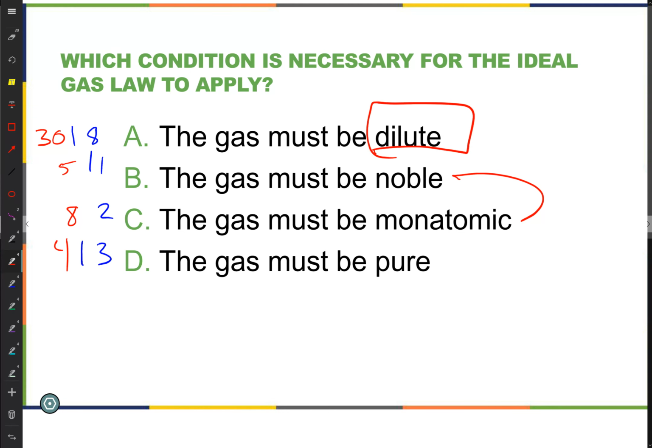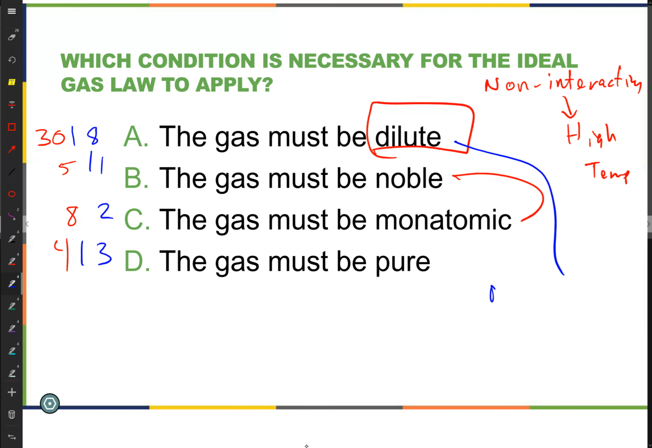Remember, we had two conditions for a gas to behave ideally. Those two conditions were that you have non-interacting particles, which gave us high temperature. And then the second condition was the one that gave us dilute, no volume. And so if the density is really low, which means it's dilute, then it's behaving ideally. So that would be the correct answer there.